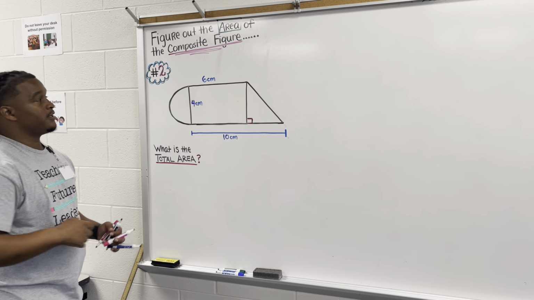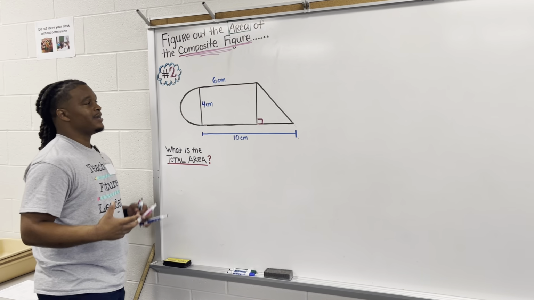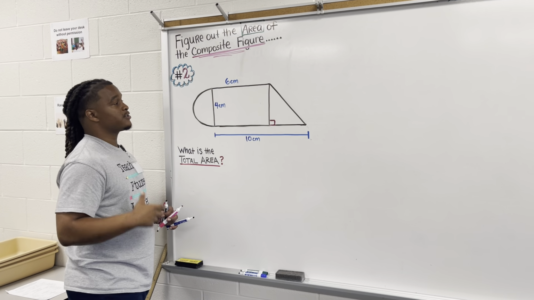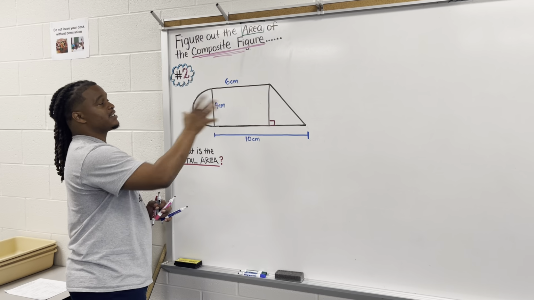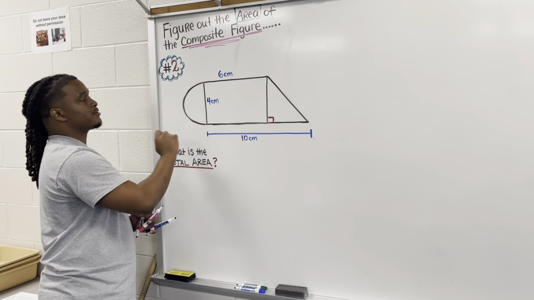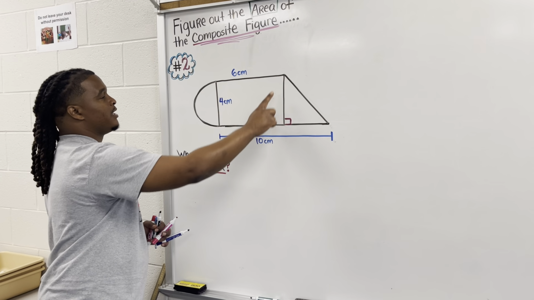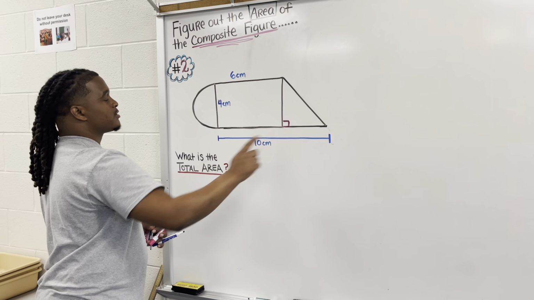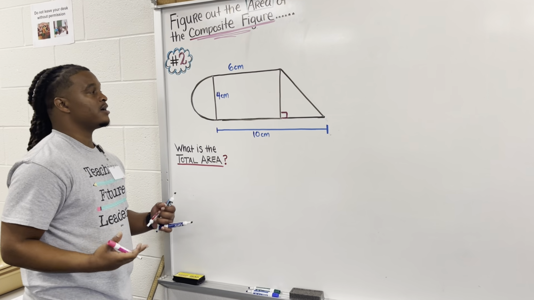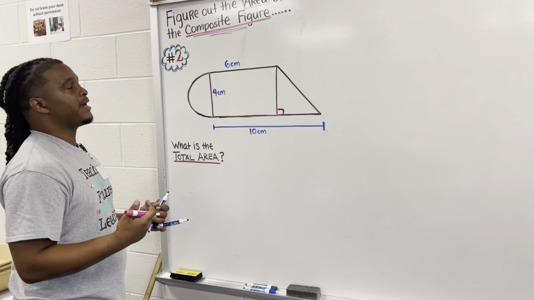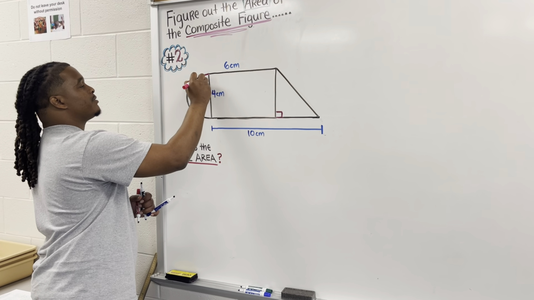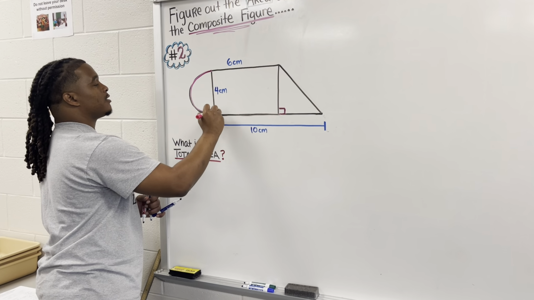Now, once again, the definition of a composite figure is just a figure made up of simple shapes. So as you can see, this particular composite figure is made up of a half circle or a semicircle, a rectangle, and a triangle. So here's what I advise you to do. If you have color pencils or crayons or markers or even a highlighter, I would highlight each particular shape in one color.